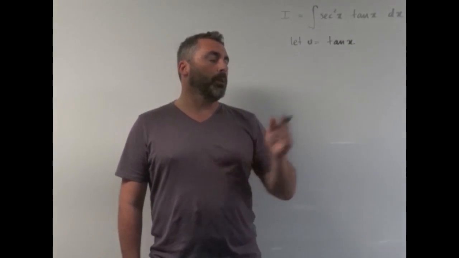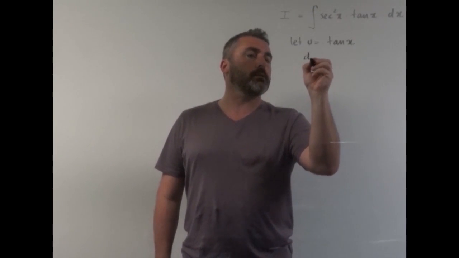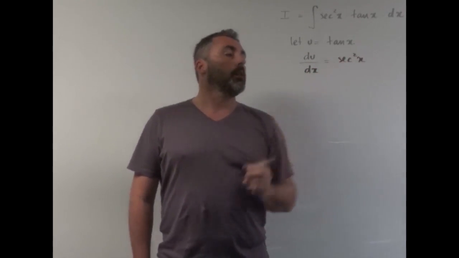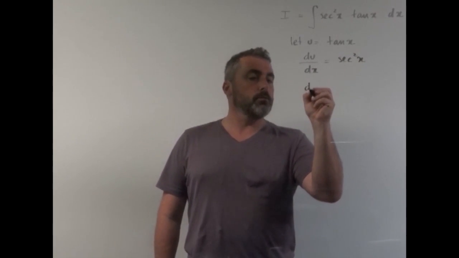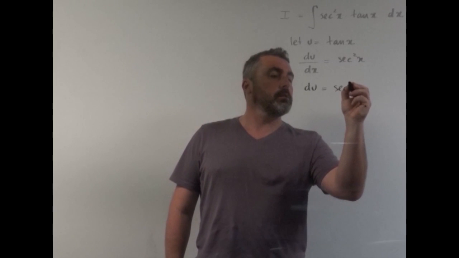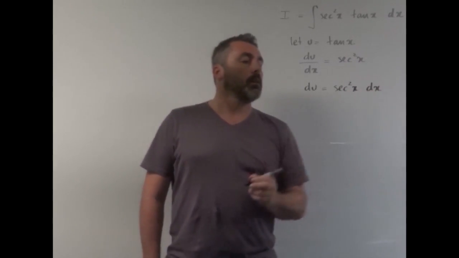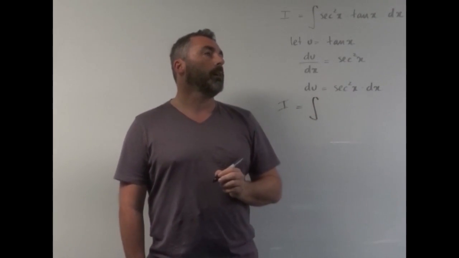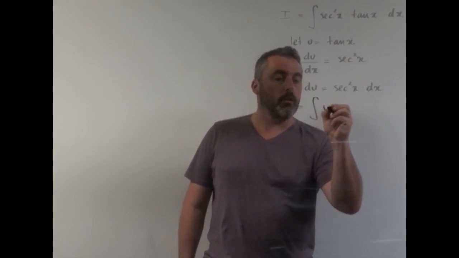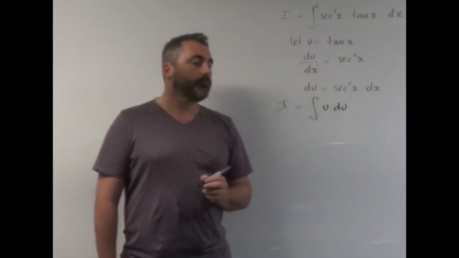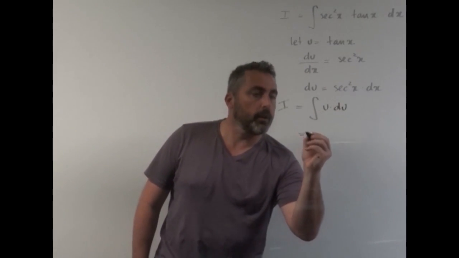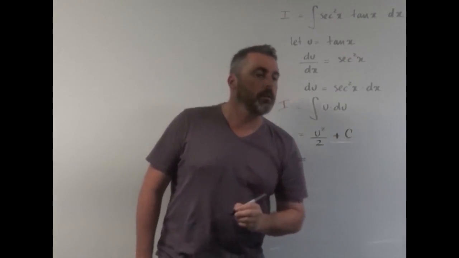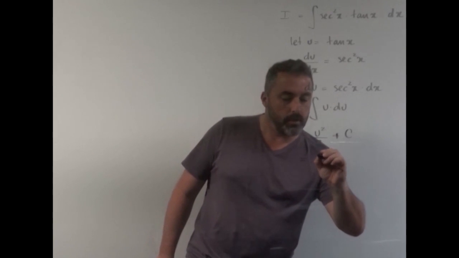Alright, so we go through that rigmarole again. So we go du dx equals, this time it's sec squared x, and this is going to work out really nicely. du is equal to sec squared x dx, and so our integral I becomes the integral of, again we get u du. And so we integrate that, we're going to get u squared on 2 plus c. And so our answer, weirdly, is tan squared x on 2 plus c.